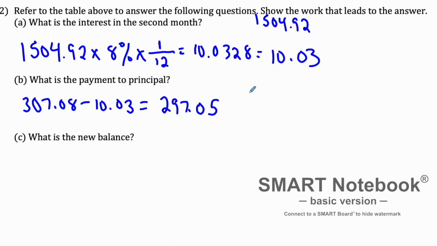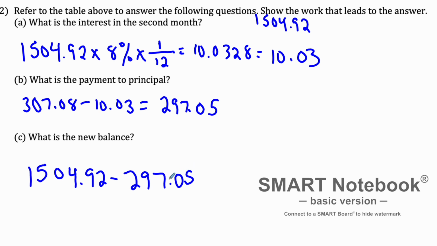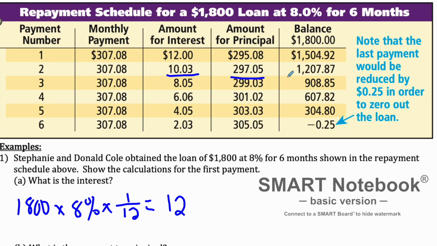All right, so the last thing we want to do is figure out what is the new balance. So we're going to start out with our $1,504.92, and we will subtract our amount to principal, which was $297.05. Now we already know what the answer is here because we got it on the other side, but we want to make sure that we are doing this correctly. So we want to subtract those to show that we got 1207.87. So let's verify 1207.87, same number, we're good.